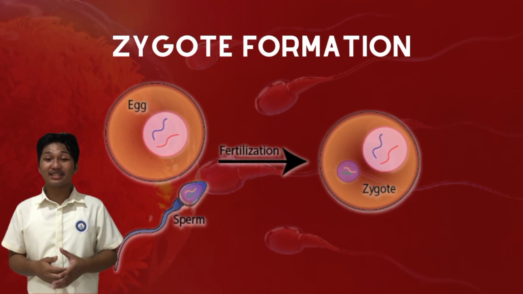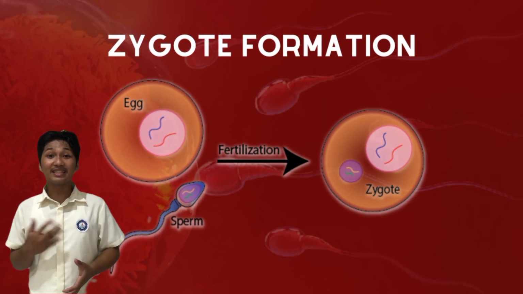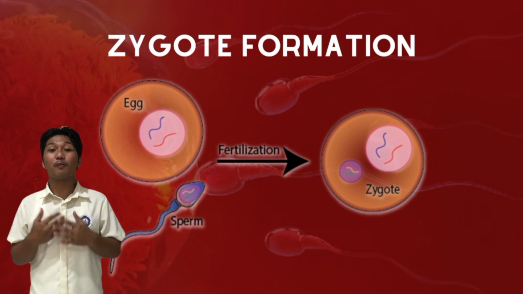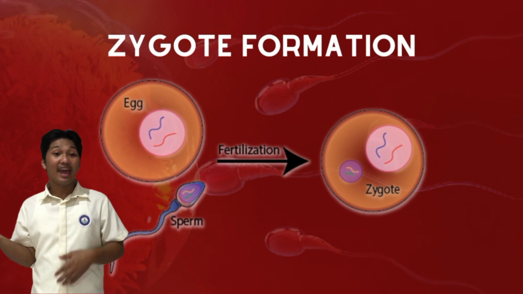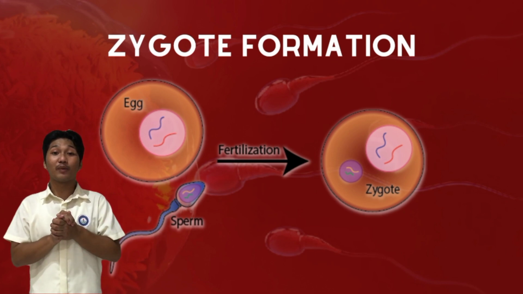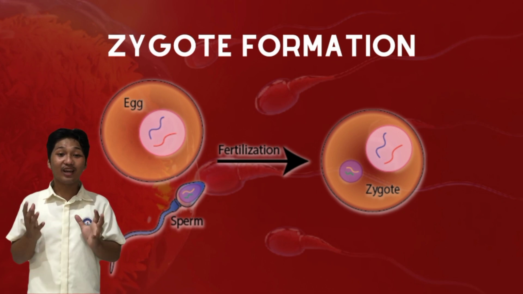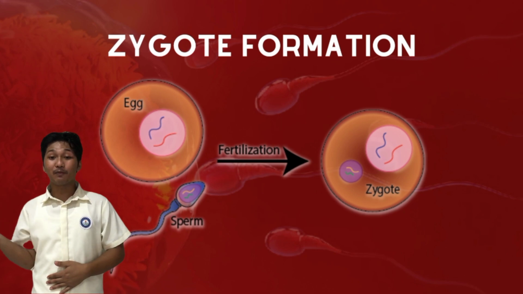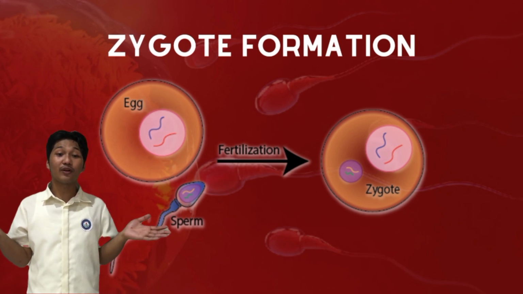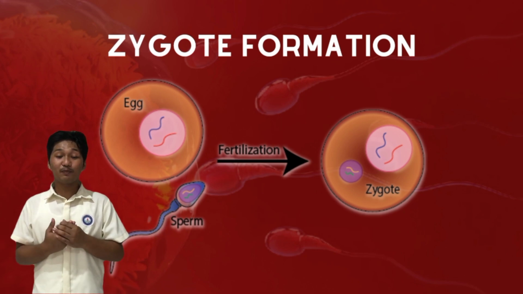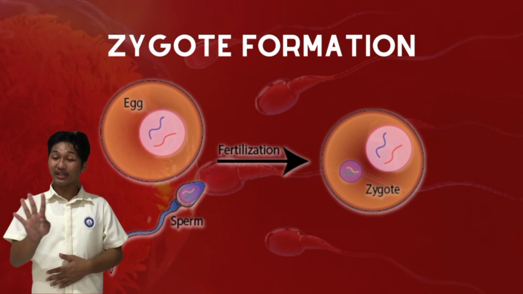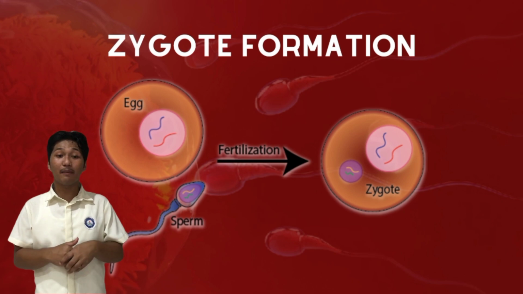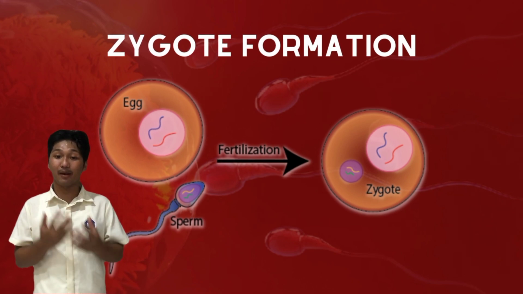The last step is the zygote formation. A zygote, also called a fertilized egg, is the phase of conception where the egg and the sperm join to form a single cell. The zygote contains a complete set of chromosomes, with 23 from the egg and 23 from the sperm. The zygote phase lasts only about 4 days, after which the single cell splits rapidly to become a blastocyst and an embryo.